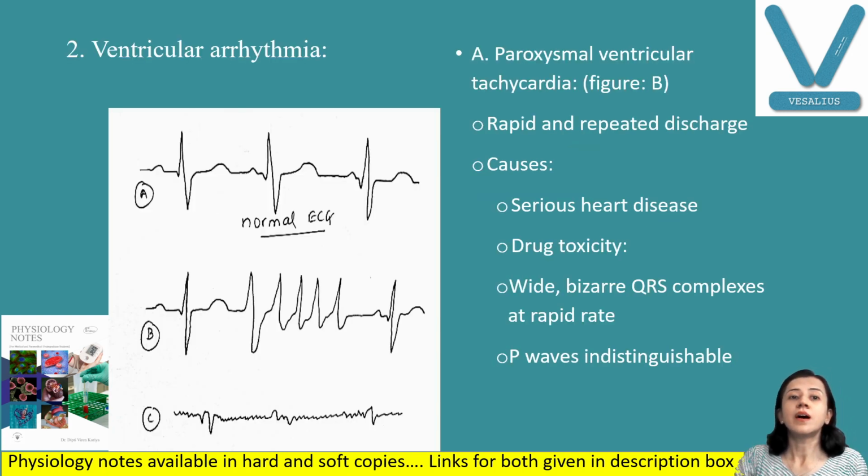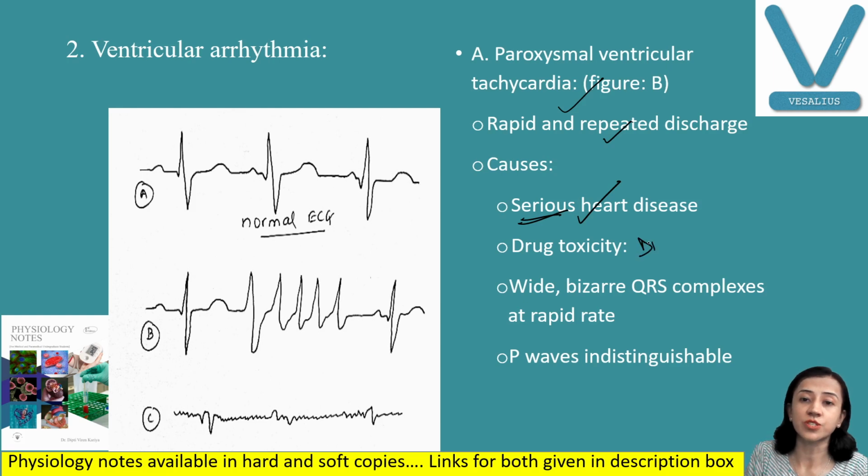Then ventricular arrhythmias, first is paroxysmal ventricular tachycardia. Here again the same thing: tachycardia means a rapid and repeated discharge from the ventricle. The causes, if it is from the ventricle, are serious heart disease. It may also be because of drug toxicity. The commonest drug toxicity that produces ventricular tachycardia is digitalis.